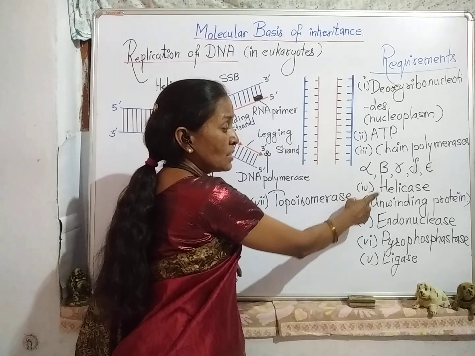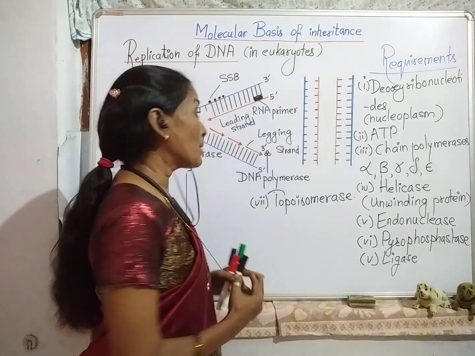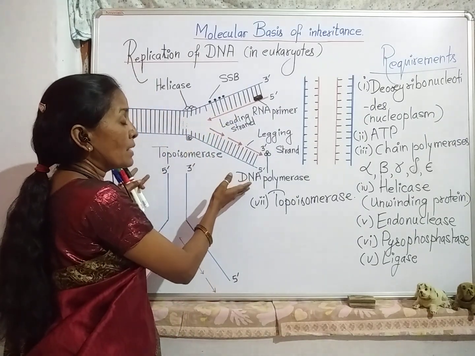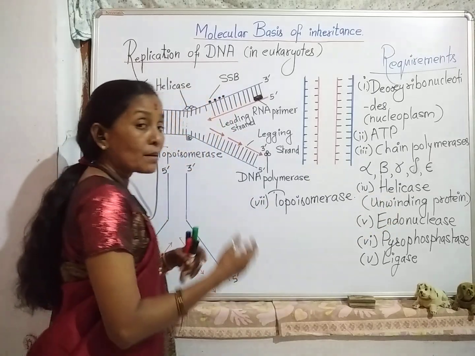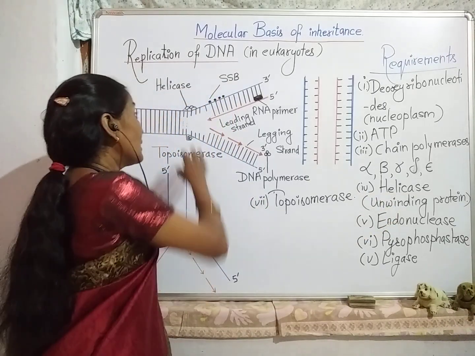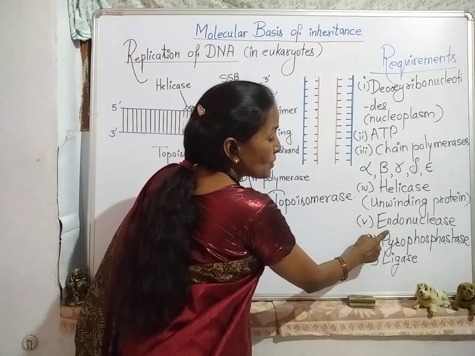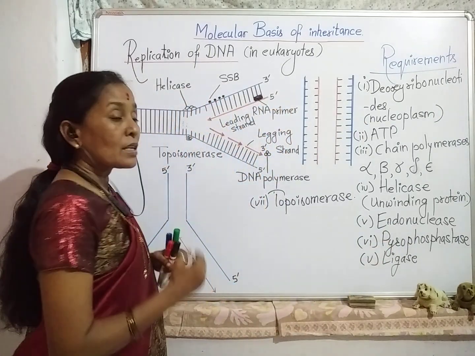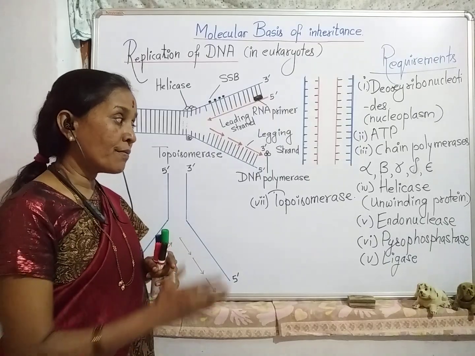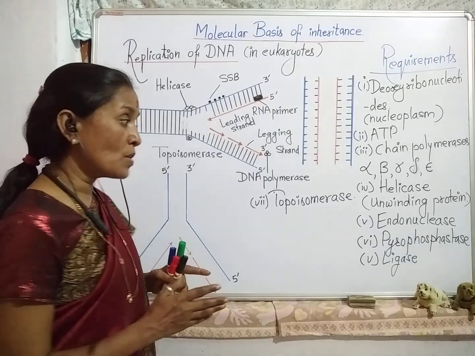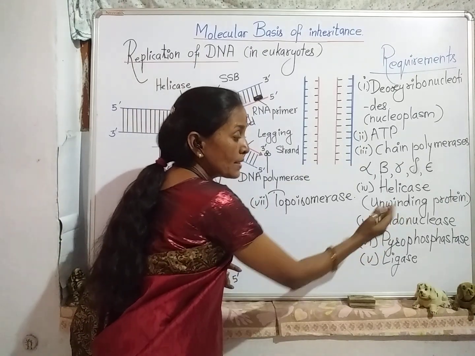The next enzyme is helicase, which is also known as unwinding protein, which unwinds the DNA. This is the unwinding of the DNA by means of the helicase enzyme. Helicase breaks the helix of the DNA. Here is the helicase enzyme. One more enzyme is known as endonuclease, which cuts the DNA strand by breaking hydrogen bonds on its inner side. That's why it is known as the endonuclease enzyme.